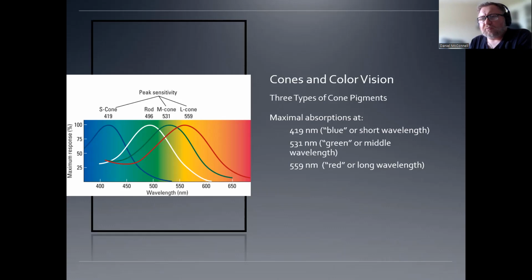Conversely, if there's a red object in a dark room, it will look almost black because the rods simply are not responding to any light reflecting from that object.